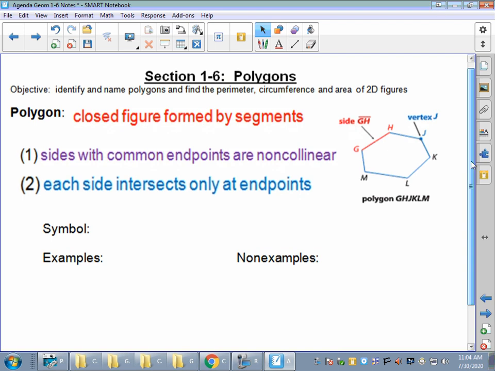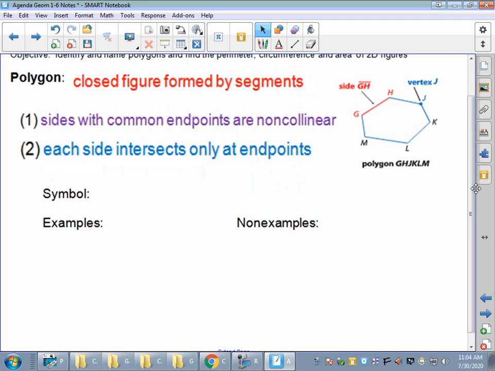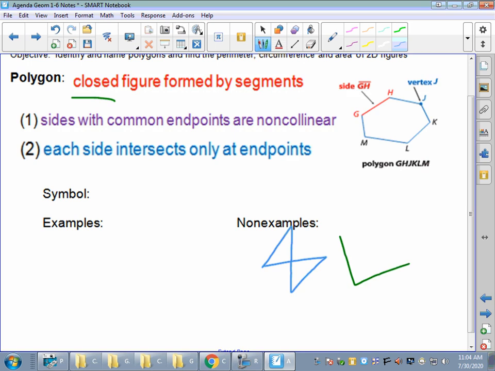So I'm going to skip ahead here to a non-example. A non-example based on that would be that is not a polygon, because our sides intersect not only at the endpoints, but somewhere in between, in the middle of those sides. The other non-example that I could add, notice it has to be a closed figure. So something like that is not a polygon, that's not closed. Everything has to have an endpoint meeting another endpoint.